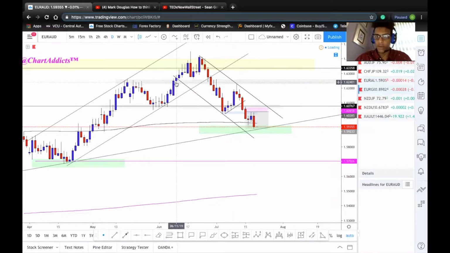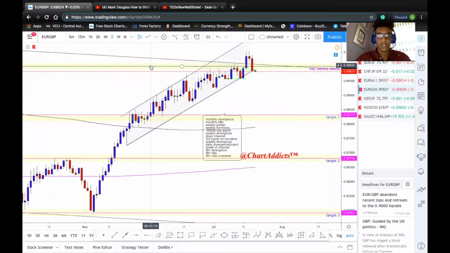Euro pound, we did sell this pair. The reason we sold it was just we had a lot of confluence. We did call the sell over here. It was a false breakout. Fake out, and price did shoot up. But again, we had some rejection that brought us right back down below this weekly zone.